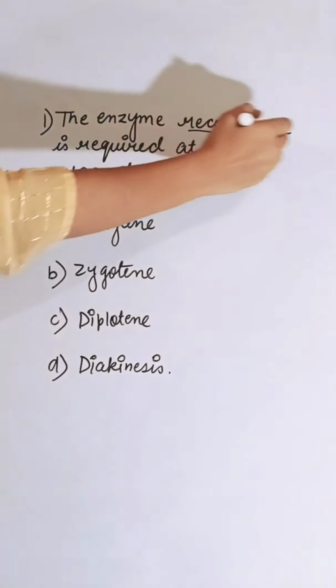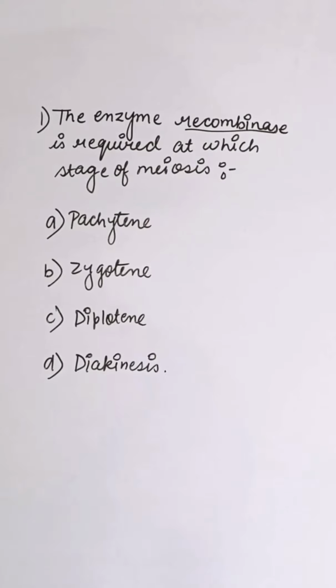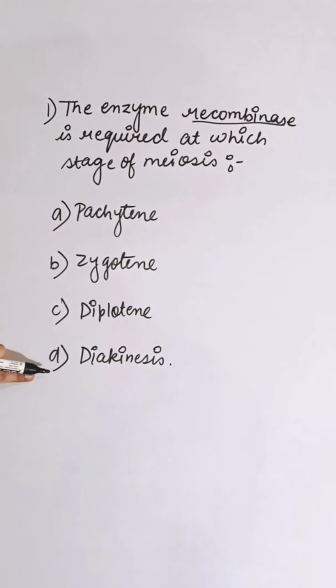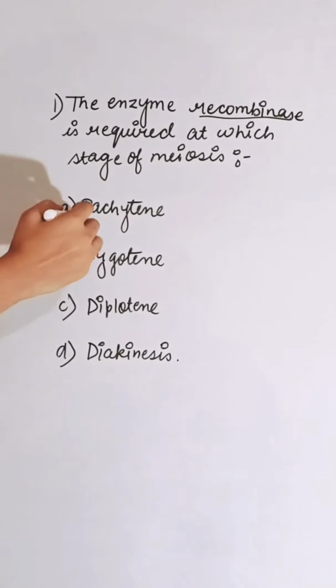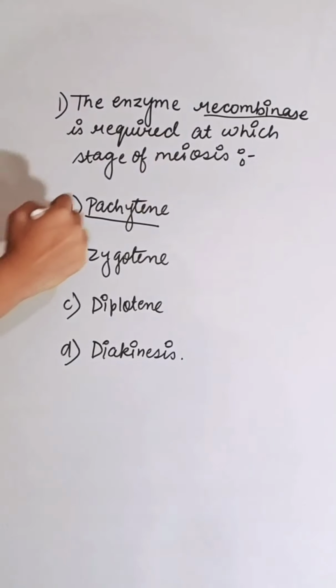Enzyme recombinase is required at which stage of meiosis? First option pachytene, second is zygotene, third is diplotene, fourth is diakinesis. In pachytene, the recombinase enzyme is required. So correct answer is A.